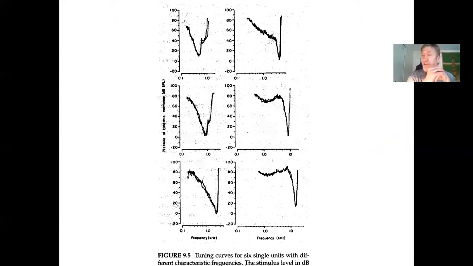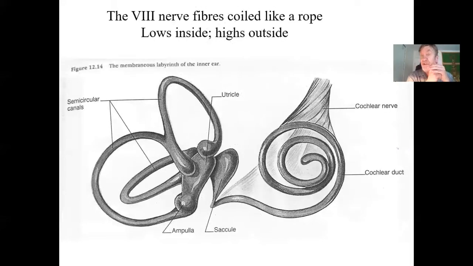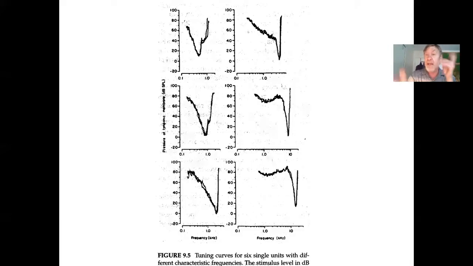If you've got 6 of them here, which might represent 6 fibers chosen from this eighth nerve, what you'll find at the bottom of each tuning curve is a point. That point is what's called the characteristic frequency. That's the frequency that the particular fiber in question is tuned to. It takes the least energy at this particular frequency to get this fiber to fire and send a message to the brain.